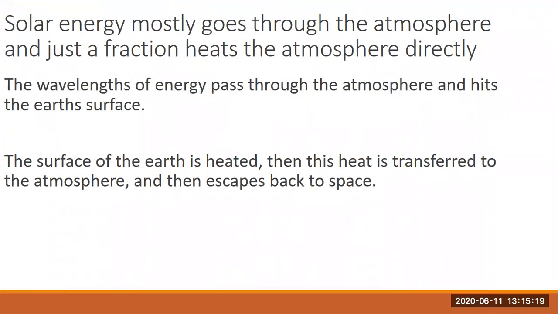The other thing to know is that energy that comes from the sun doesn't, for the most part, heat the atmosphere directly. There's just a fraction of that that actually directly heats the atmosphere. Most of it travels right through all of that air, all of that atmosphere, and doesn't interact with it. It hits the Earth's surface, which absorbs that energy, and then that energy is transferred back into the atmosphere. So the Earth's atmosphere is mostly heated by the Earth's surface, not directly by the sun. Once that transfer of heat goes from the surface to the atmosphere, that energy escapes back out into space.